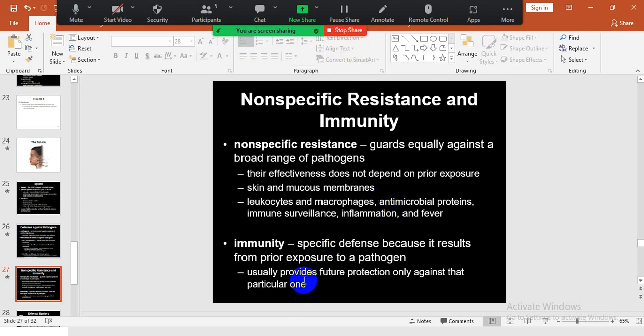So, immunity is specific defense because it results from prior exposure to a pathogen. This one we'll talk about later, the memory and those things.